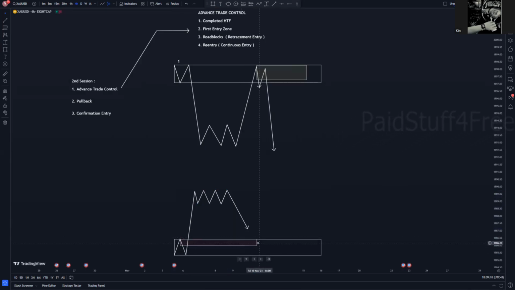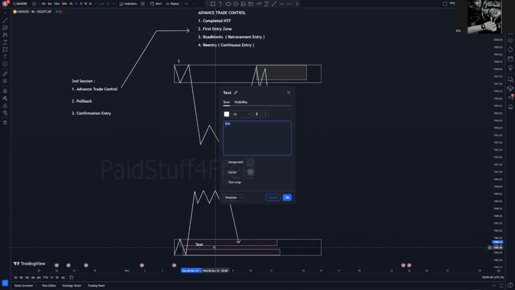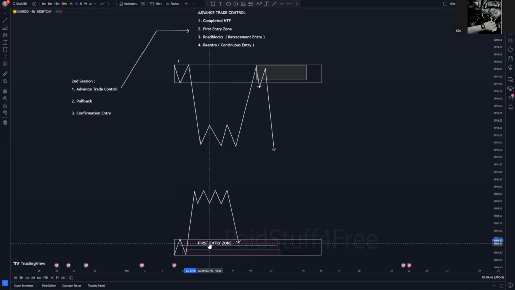Okay, this buy zone, and you will have this buy zone. For an example, in this zone, you will have like two buy zones inside the H4 buy zone, all right? So when the price gets into the H4 buy zone, when the price gets into the first entry, this one we will call our first entry zone, all right? This is our first entry zone.